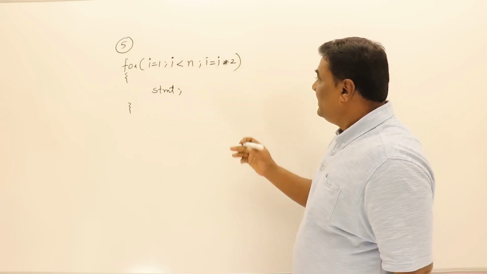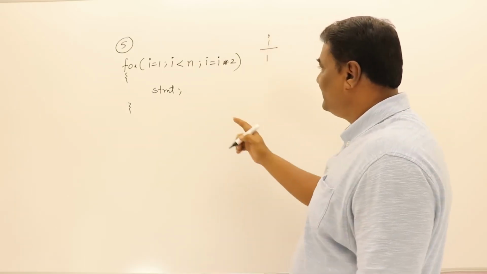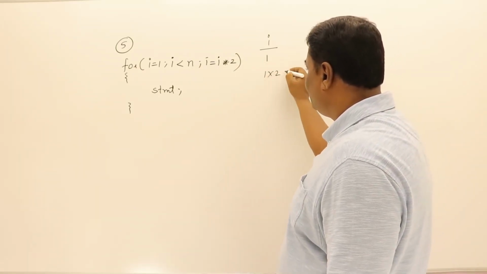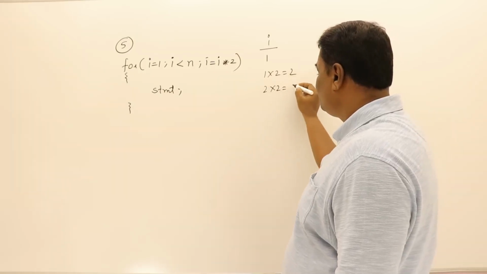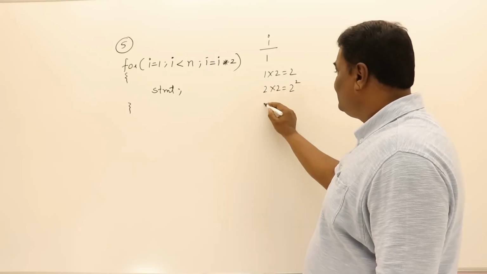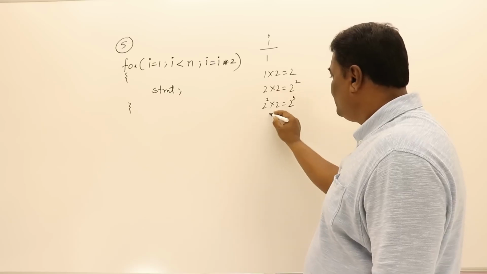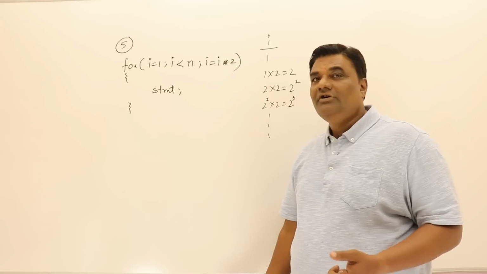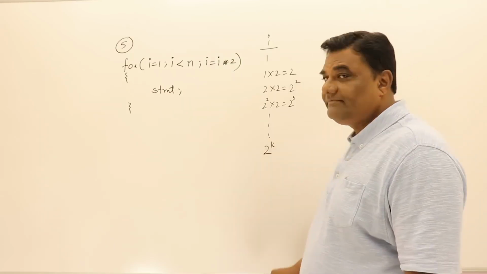Let us see. I will take the I value. Initially it is 1. The next time it is going to be 1 into 2, that is 2. The next time it will be 2 into 2 again, so it will be 2 square. See, every time it's getting multiplied by 2. Then it's 2 square into 2 again, so this will be 2 power 3. It goes on. How many times? That we don't know. So let us say this will execute for 2 power k times.